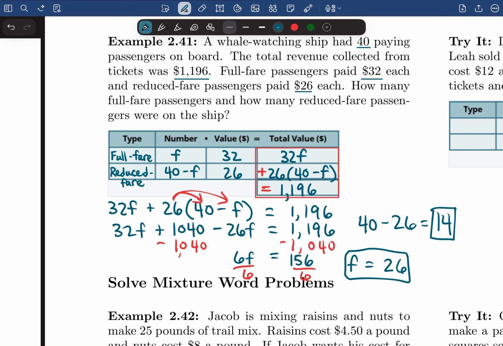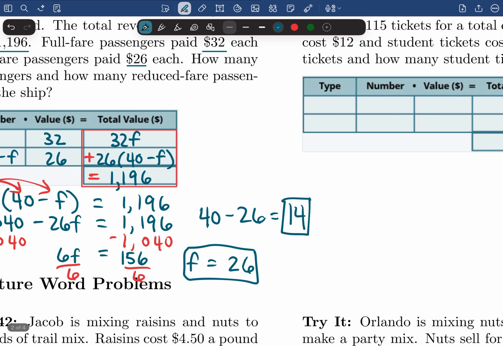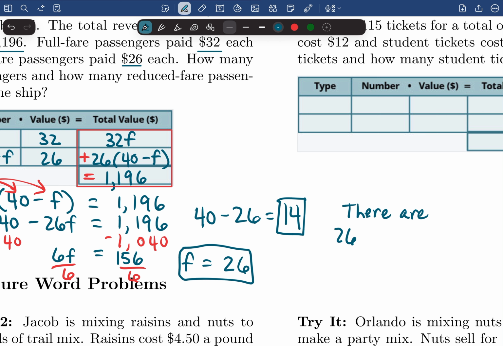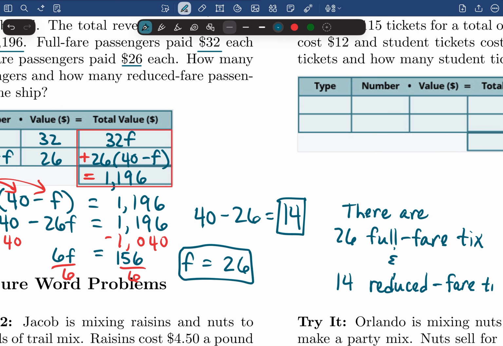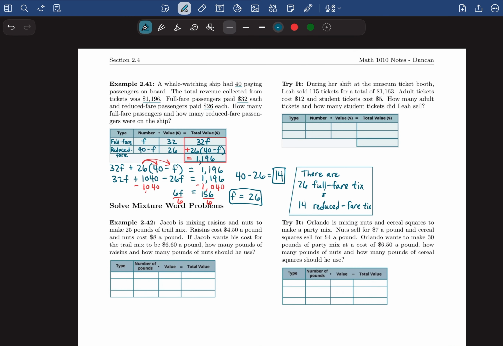Now's a great time to write a statement so that we show clearly how many of each we have. So I'll say there are 26 full fare tickets, and we'll just put ticks for tickets, and 14 reduced fare tickets. Great. We have now solved this real world application.